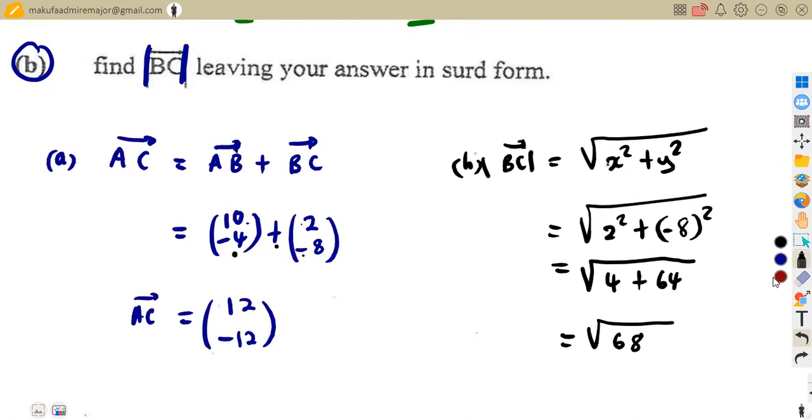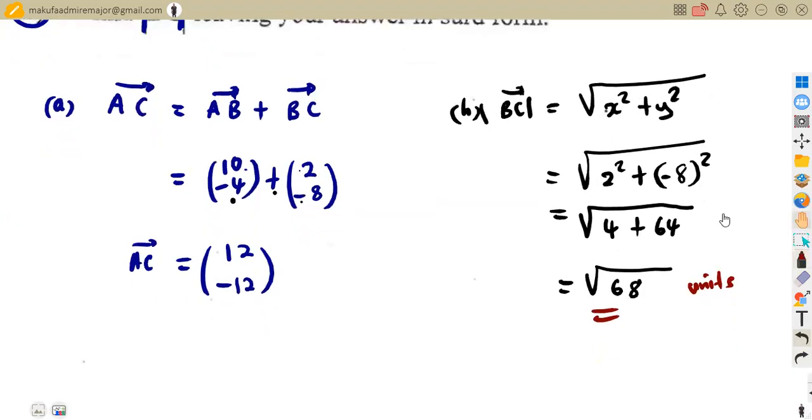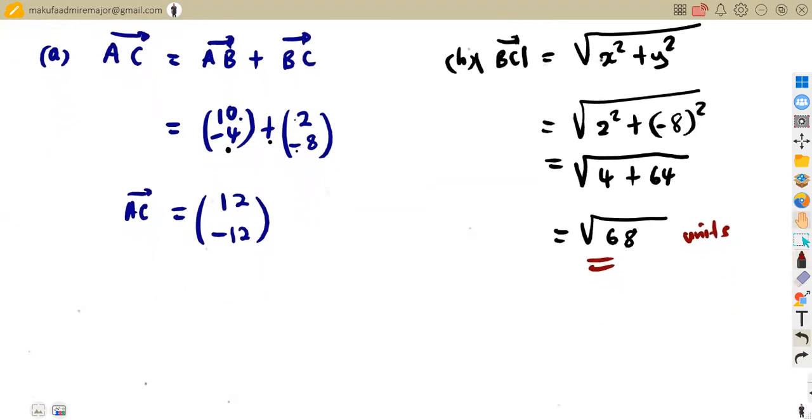So this number is already in surd form. You can leave it like that. Its length is measured in units, or you can simplify further, since we know that we can simplify in surd form. Remember that for the square root of 68, you can choose the highest perfect square in 68, which is 4, so you can write this as 4 times 17 in this case. 4 times 17 is 68, whereby the square root of 4 is 2, but we can't determine the square root of 17. So this was supposed to be written as 2 square root of 17.